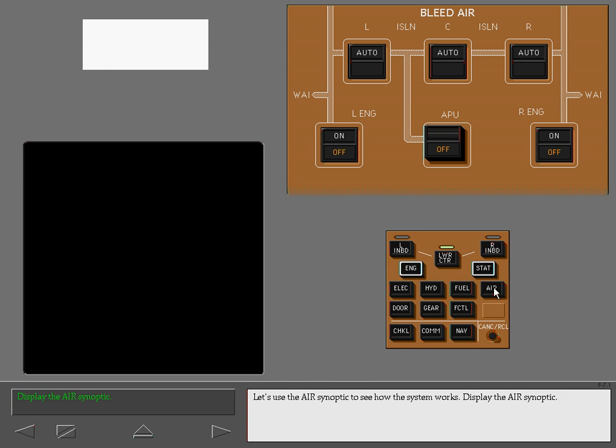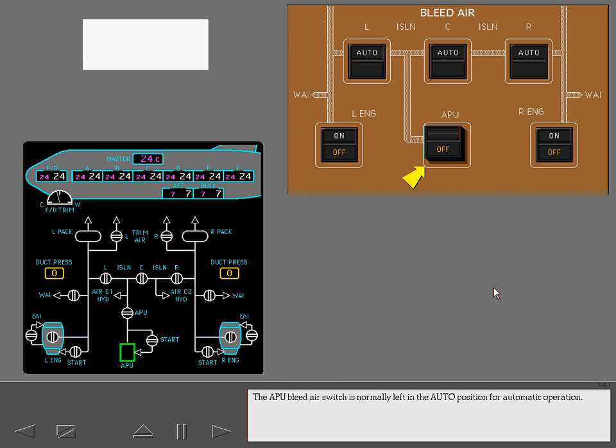Display the air synoptic. The APU bleed air switch is normally left in the auto position for automatic operation. Select the APU bleed air switch to auto.